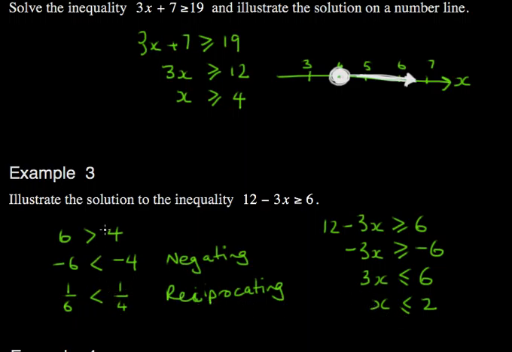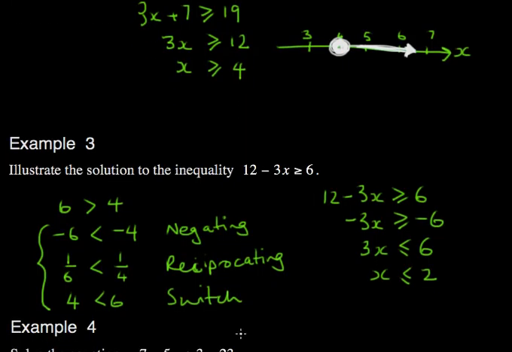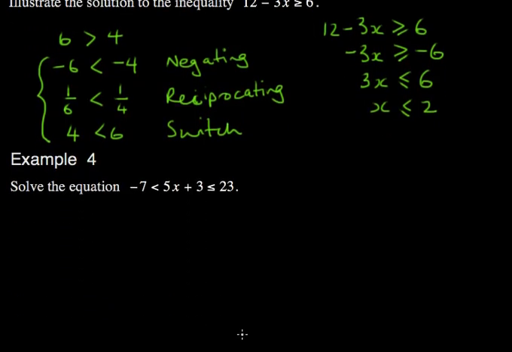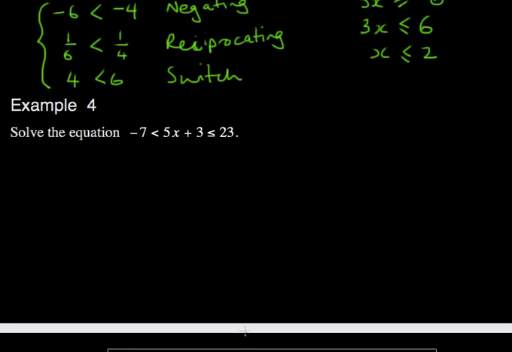Another thing that makes these things switch around is switching the order of the numbers, because if I switch the 4 and 6 around, 4 is less than 6, and that would be a switch, and that also changes the inequality sign. So there are 3 different things here you have to be aware of with inequalities, and they all change the direction of this. Anything else you do, like adding a number, subtracting a number, multiplying or dividing by a positive number, doesn't change the direction of this thing, but any of these 3 does. So let's have a look at this final example and let you get on with some exercises.